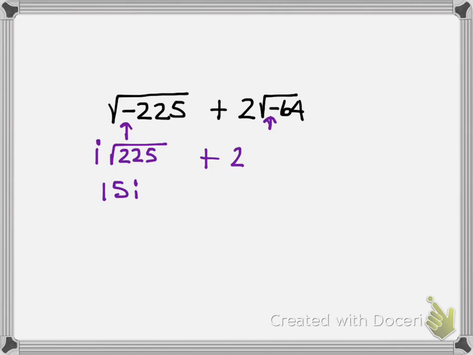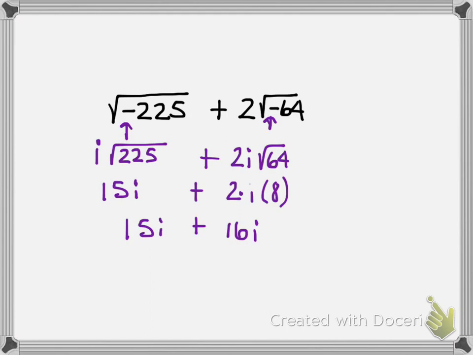I see that negative, so there's an i in there. And I have the square root of 64. Well, the square root of 64 is 8. So all of those things are being multiplied together, which is going to simplify that part to be 16i. So my problem comes out to be 15i plus 16i, which in the end is 31i.